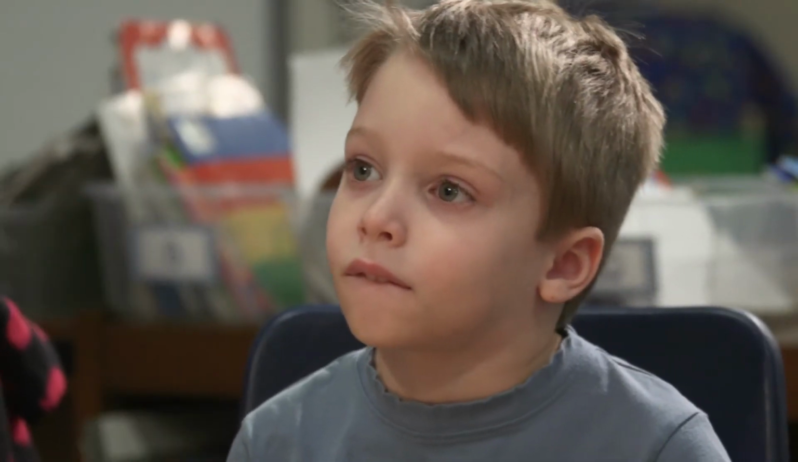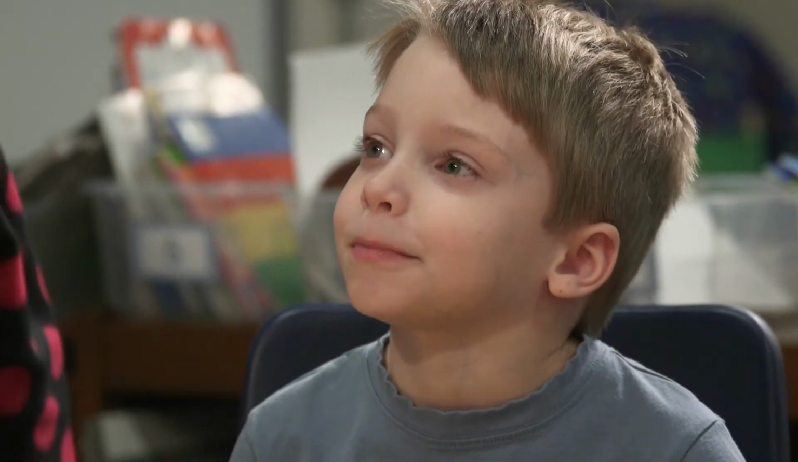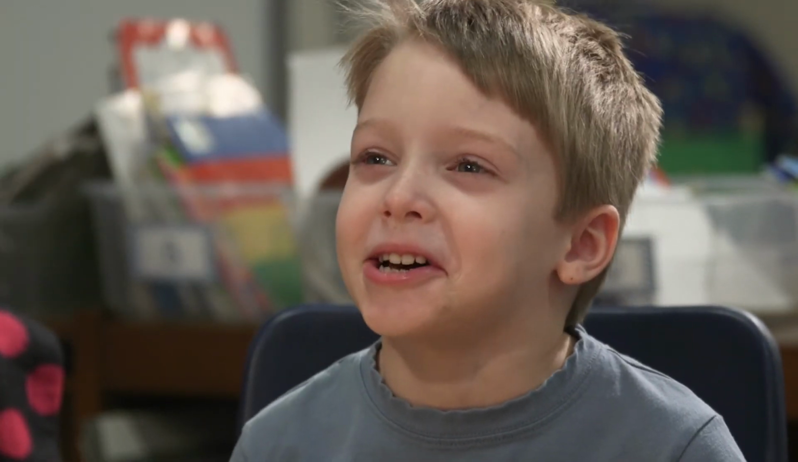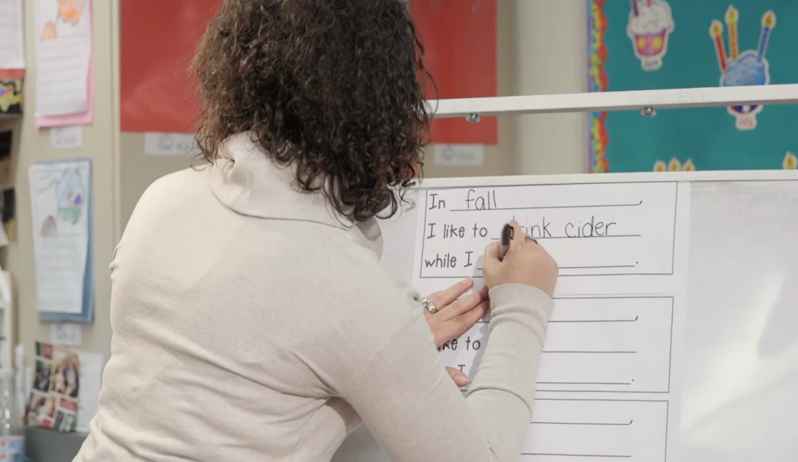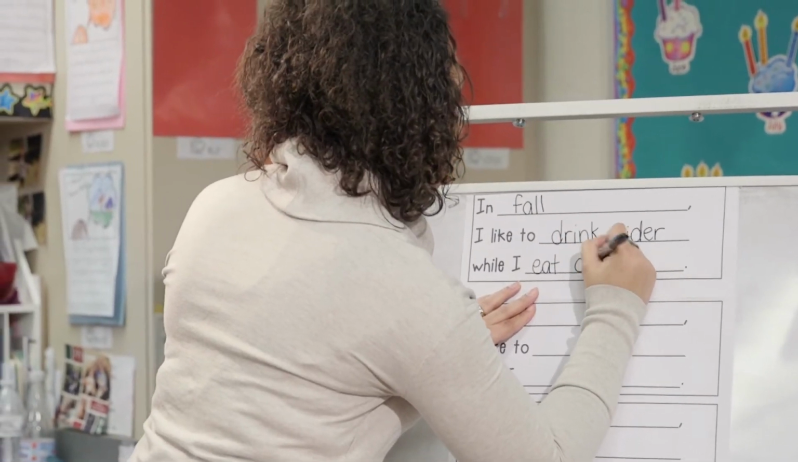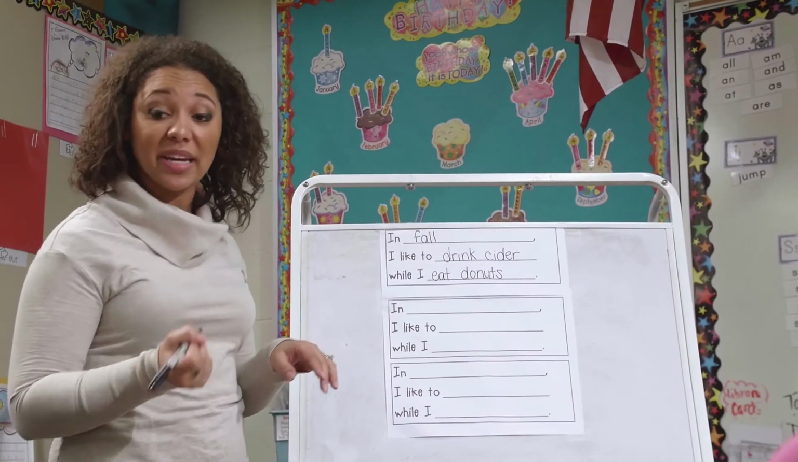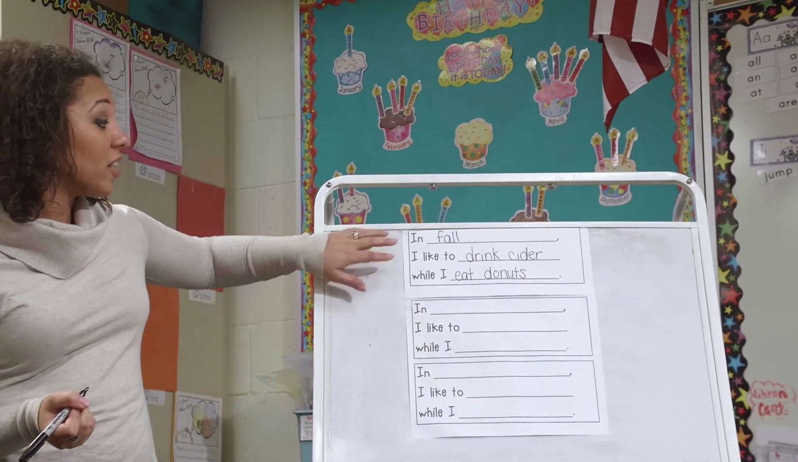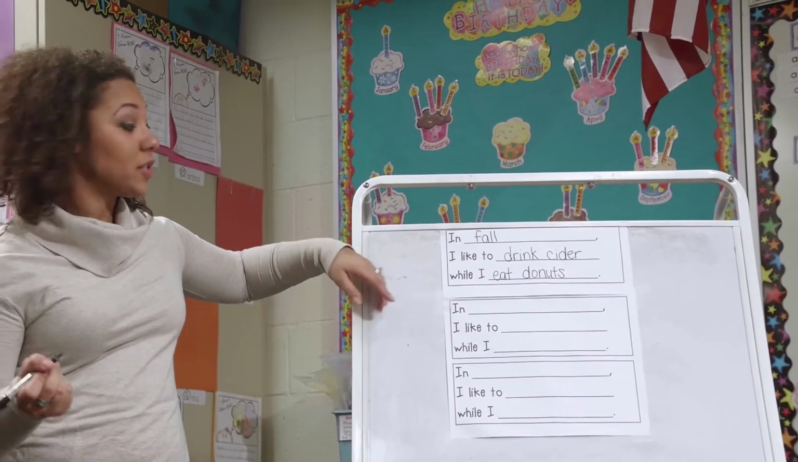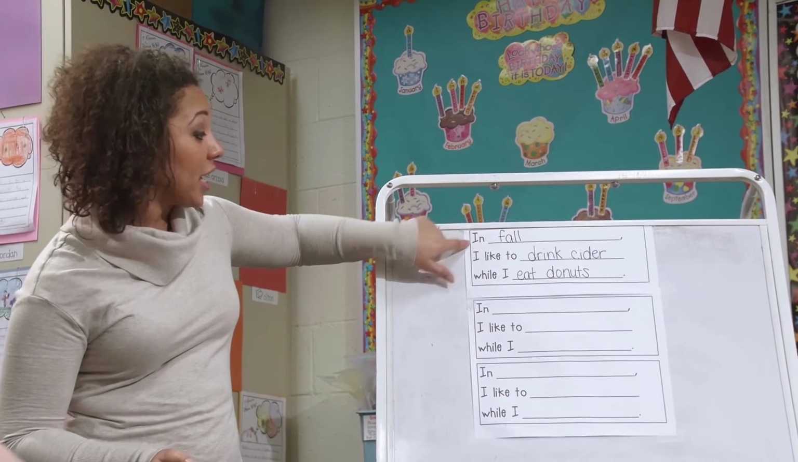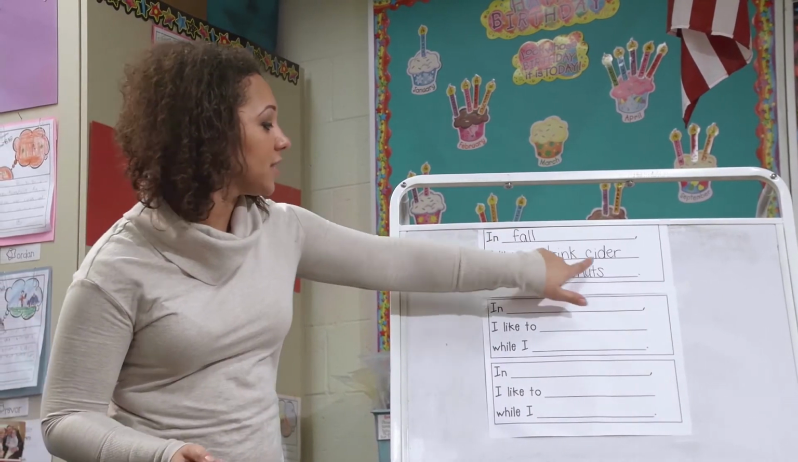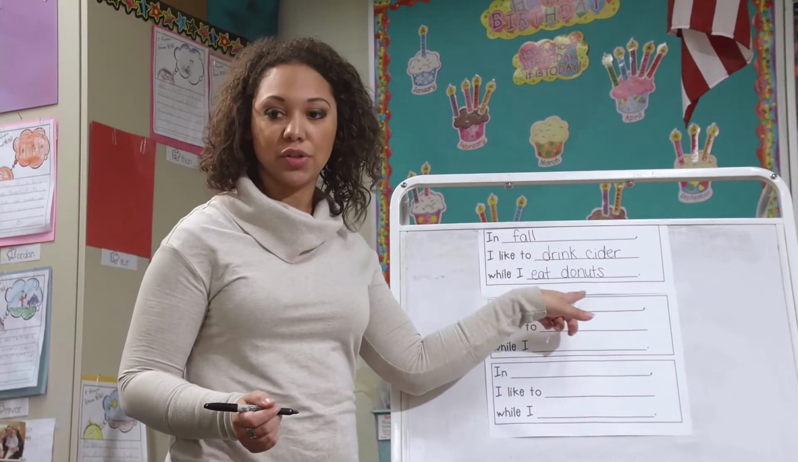Okay, and do you know what I do while I drink cider? I eat donuts. So while I eat donuts. Okay, so I just made a really great, interesting sentence. It's longer than just saying, I drink cider and eat donuts. I told you when I do it. So in fall, I like to drink cider while I eat donuts.